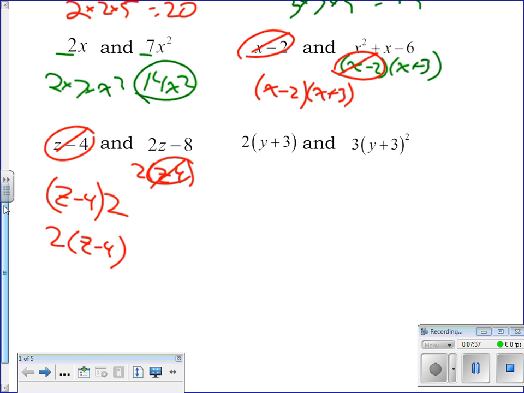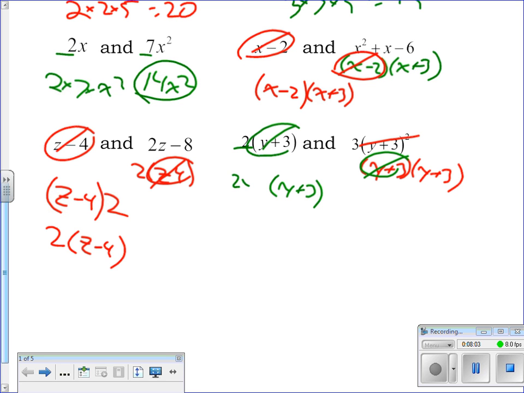Okay? So the next one's actually pretty easy because y plus 3 squared, remember, is just y plus 3 times y plus 3. So I take care of my shared y plus 3. That's that one and that. So I get y plus 3. And then anything else I haven't already used, I need to use. The 2 from here, the 3 from here, and then the extra y plus 3 from that one I didn't use.